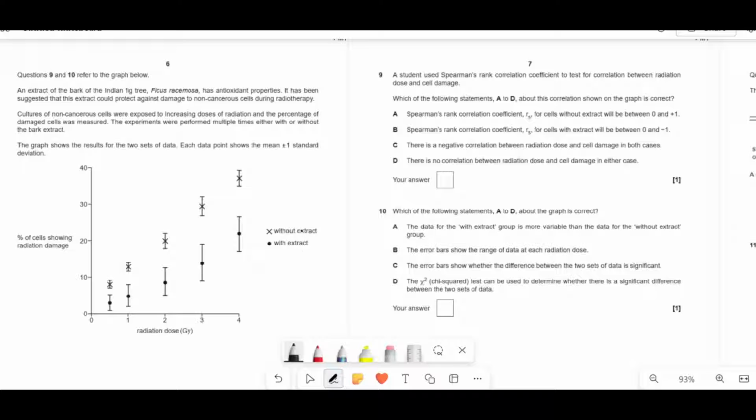So do it line by line and then between each other. So with it, as expected, the dose is higher, this goes higher. But then if we look without the extract, it's pretty high and steep. It goes sharply higher. With extract, it goes up slower than this. So with extract, it's increasing more slowly compared to this, but it also doesn't hit as high a point.